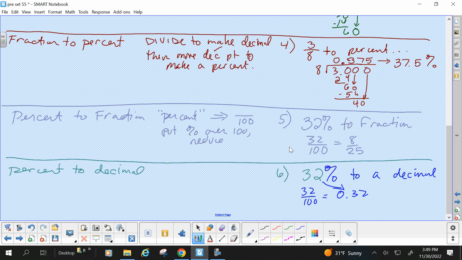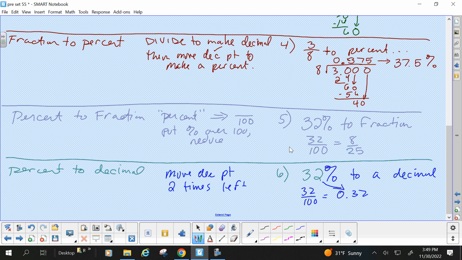Now cutting out the middleman of the fraction, it looks like to make a percent a decimal, we move the decimal 2 times to the left. Instead of like when we did decimals to percents, we moved it 2 times to the right. So you just move the decimal point 2 times left.